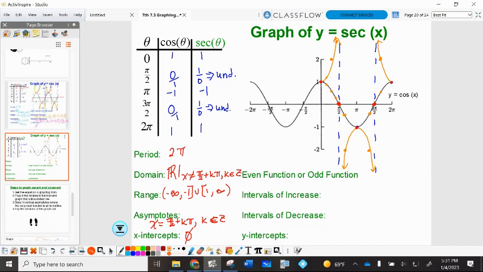This function, let's go ahead and graph a second cycle so we can see what that looks like. So everywhere where cosine is at its midline, we're going to get a vertical asymptote.